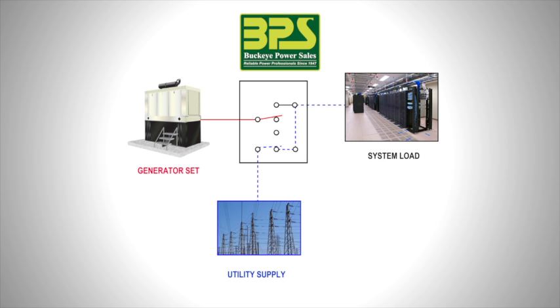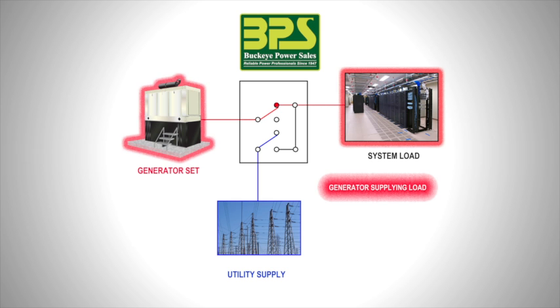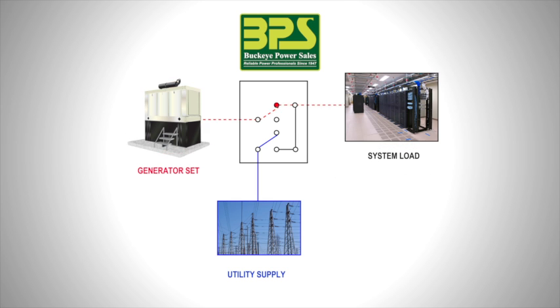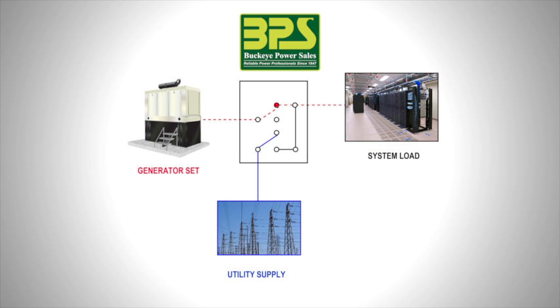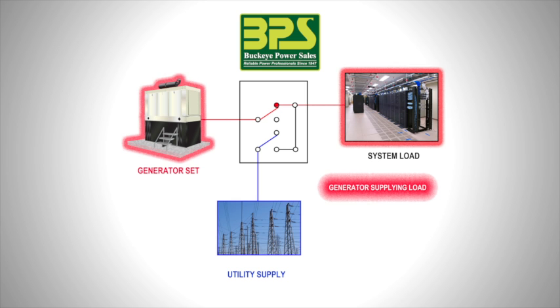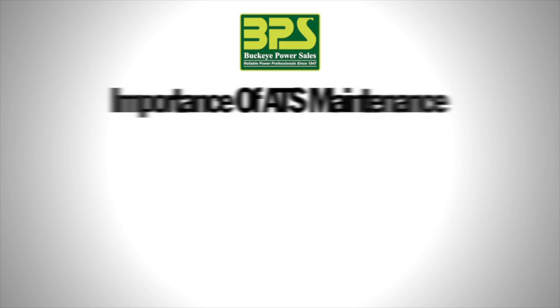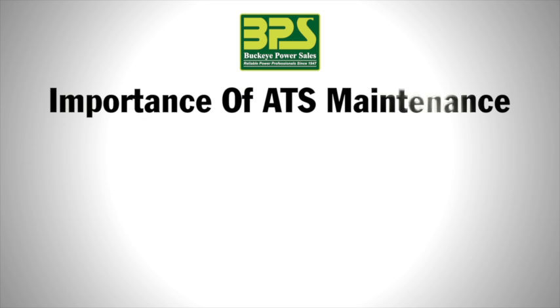In a power failure, the utility contactor is de-energized. The control panel senses utility failure and signals the generator to start. When the generator has reached full voltage, the generator contactor is energized and closes the supply power to the load. The utility and generator contactors are mechanically and electrically interlocked to ensure only one power supply can be fed to the load. The ATS is a very important component within a standby system.